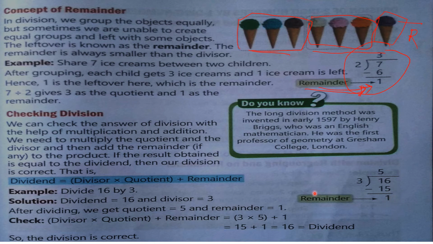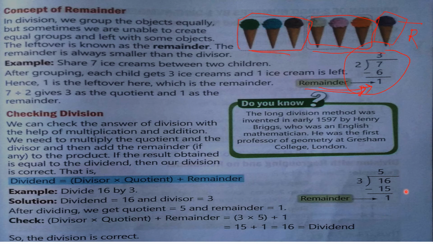So how do we check now? Your dividend is 16, your divisor is 3, your quotient is 5 and your remainder is 1. To check: divisor multiplied by quotient plus remainder. That means 3 multiplied by 5 plus 1. 3 5s are 15, plus 1 is 16.